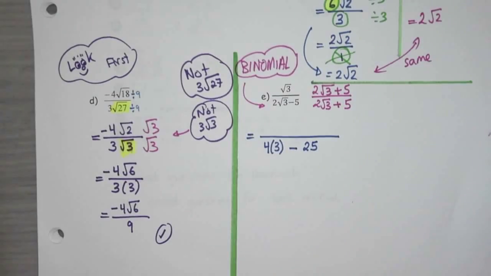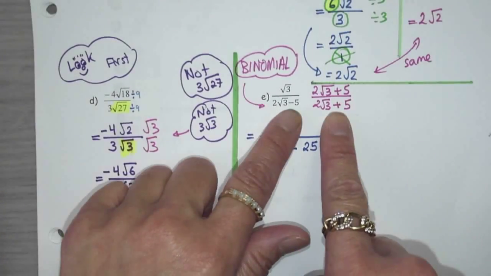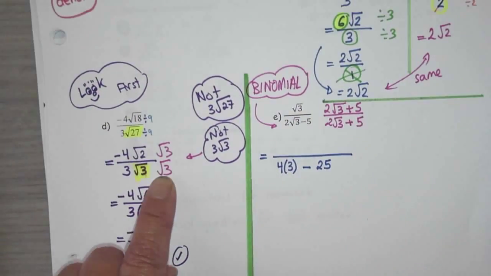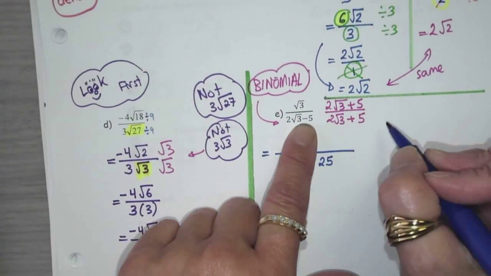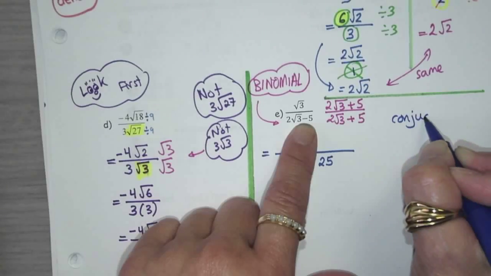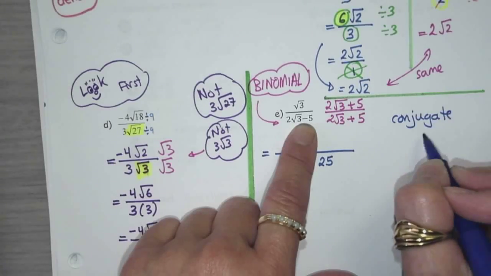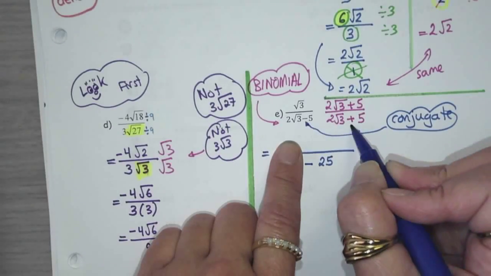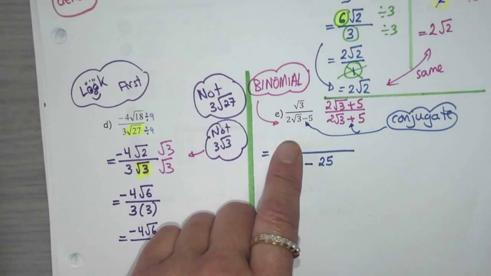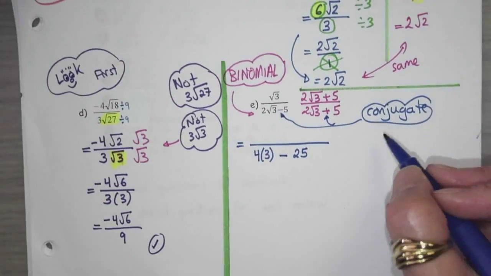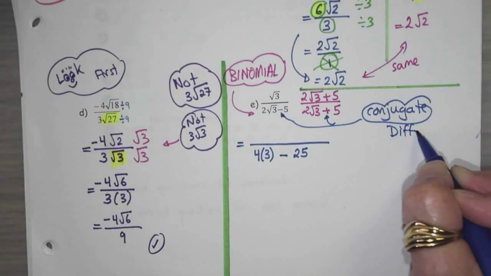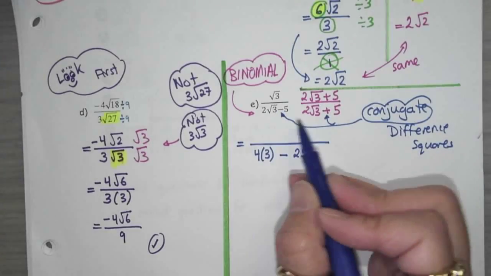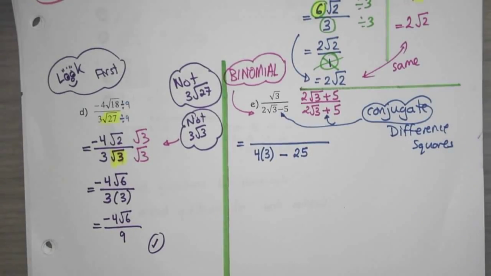And how did you make it a difference of squares? You chose it. So see here, I was multiplying by the root. Here I'm going to multiply by what's called the conjugate. Conjugate is when it's the opposite sign, when these guys are opposite signs. When you make the difference of squares, you multiply by what's called the conjugate.